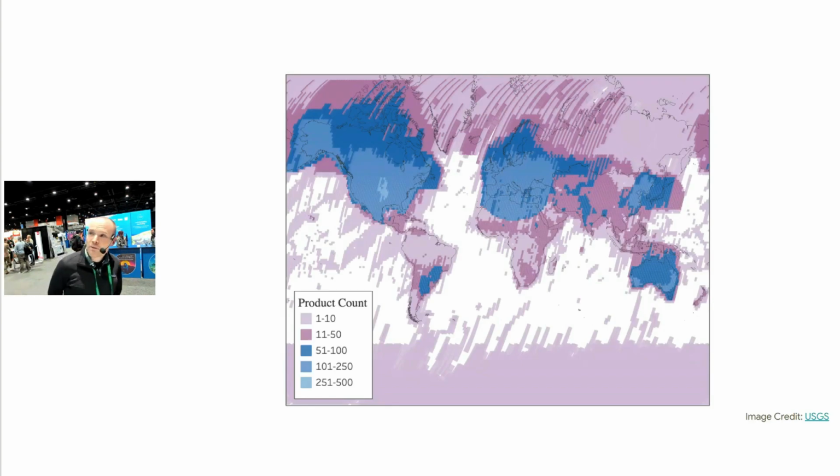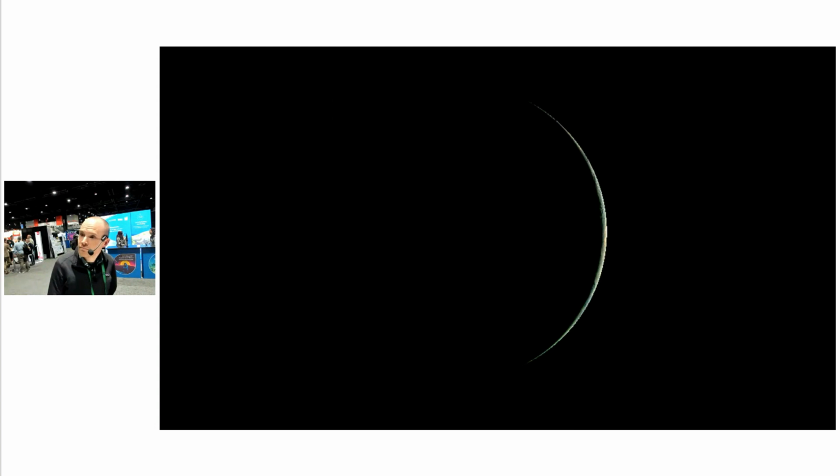It doesn't work well all over the world, though. This is a map of availability of MSS data. The blues are areas where this system will probably work pretty well. Areas outside of the blue, it's going to be challenging. There's just not a lot of observations.